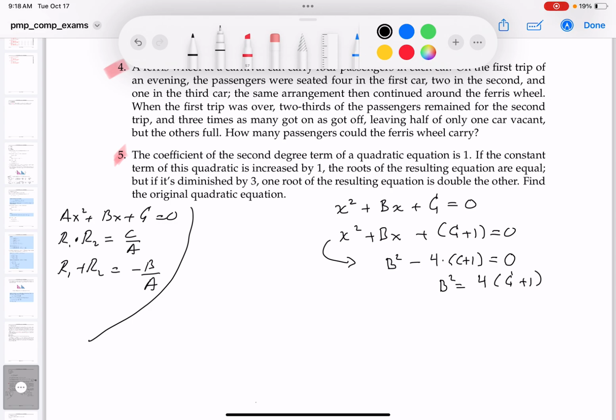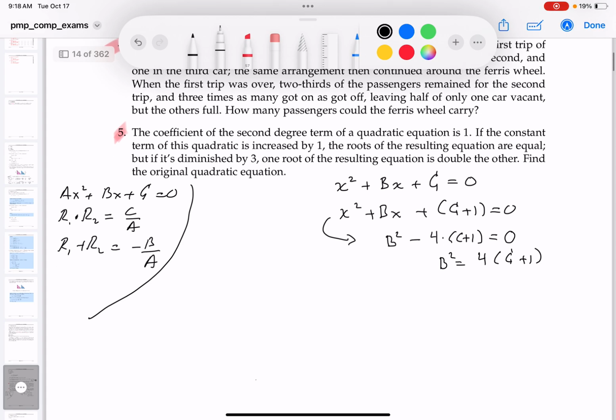It says, if the constant term of the quadratic is increased by 1, I did that, the resulting roots of the quadratic equation are equal. But if diminished by 3, I'm sorry, I misspoke there. But if the constant term is diminished by 3, let me do that now. So x squared plus bx, the constant term is now diminished by 3.